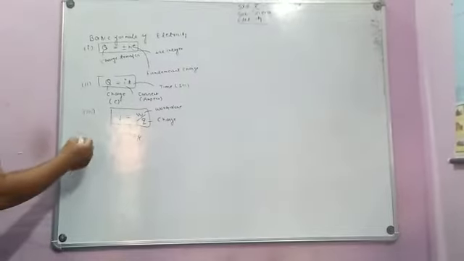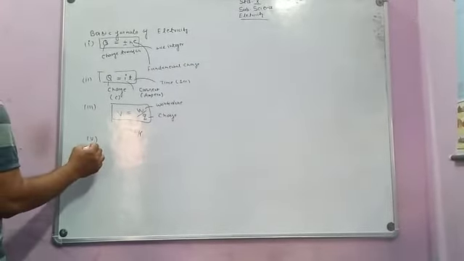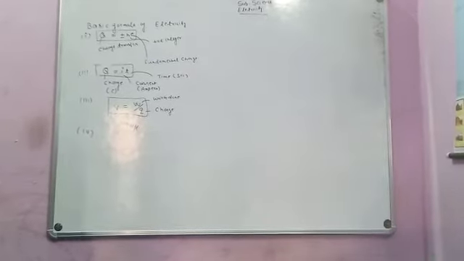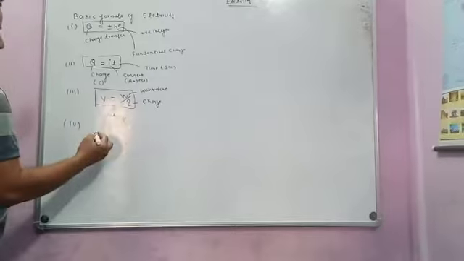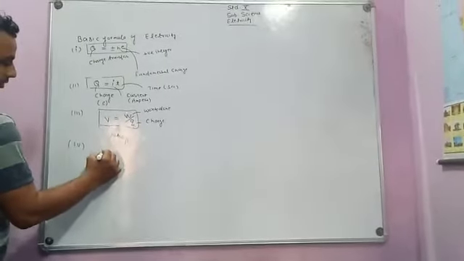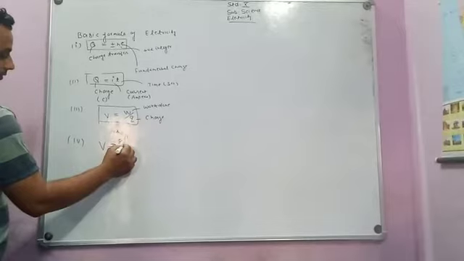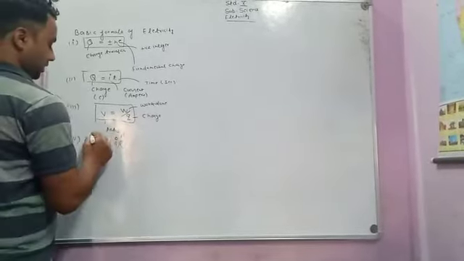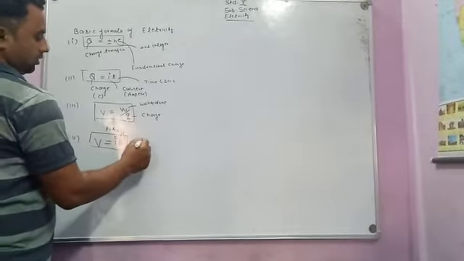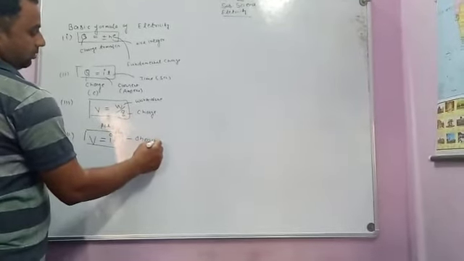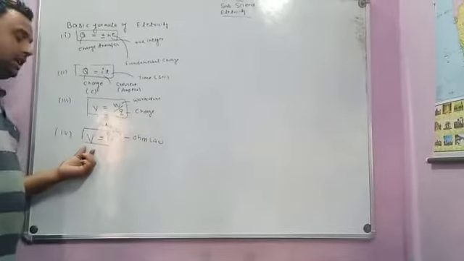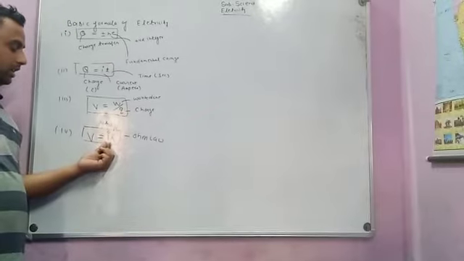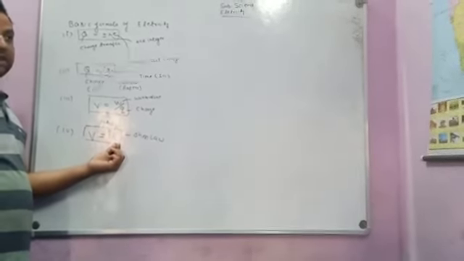Next, the basic formula we have to remember in the electricity chapter is for resistors: V equal to IR, and this formula is simply Ohm's law. Here V is the potential difference across the metallic conductor, I is the current flowing in the conductor, and R is the resistance of the conductor.